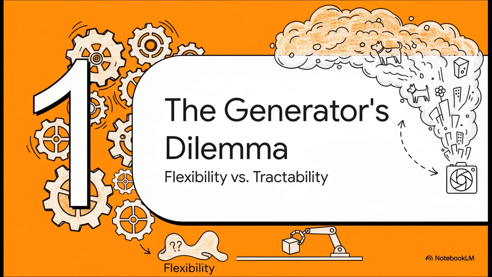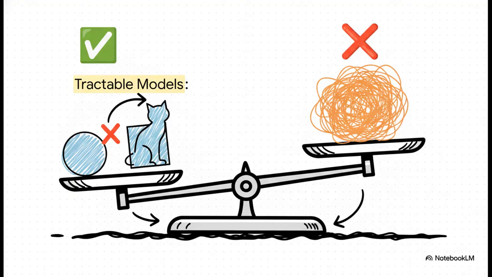Okay, but why? Why was this totally new approach even necessary? Well, before diffusion models came along, AI researchers were kind of stuck. They were facing what you could call the generator's dilemma. So for the longest time, the models that tried to generate things were, well, they were stuck. They had this massive trade-off.